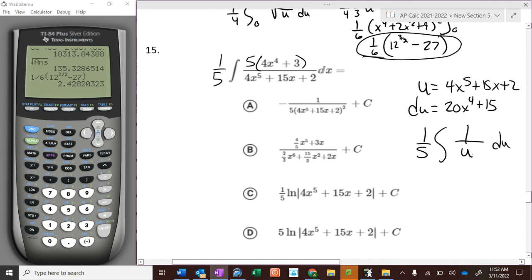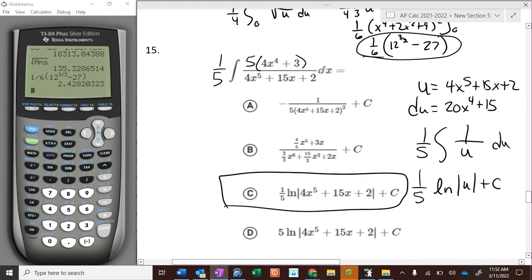What's the integral of 1 over u? That's the ln of the absolute value of u plus c. So 1/5 the ln of the absolute value of u would be this one. That's pretty good. This one would have a 1/5 out front too, basically.